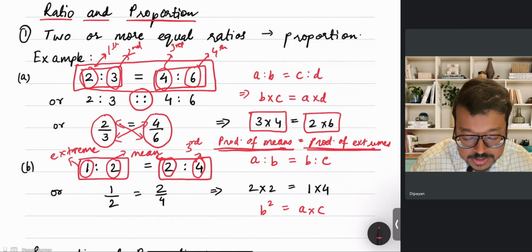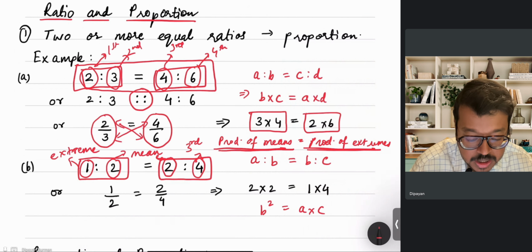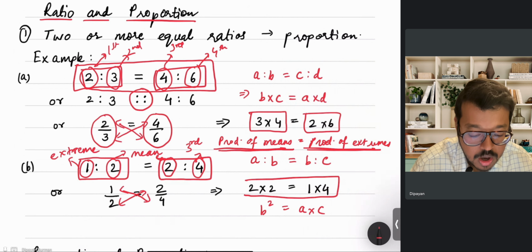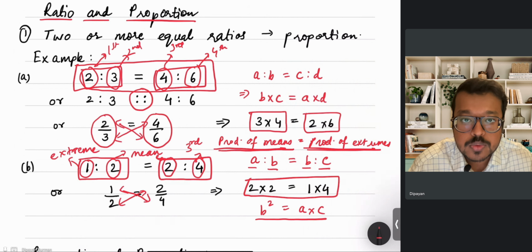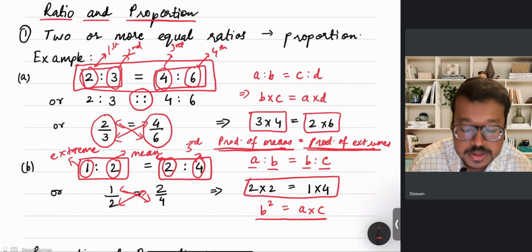So again we will say that the product of the means is equal to product of extremes. So we will have 2 into 2 is equal to 1 into 4. Or if I had stated the proportion in general, it's A is to B equals to B is to C. So we will have B square equal to A into C. The square of the mean term is equal to the product of the extreme terms.